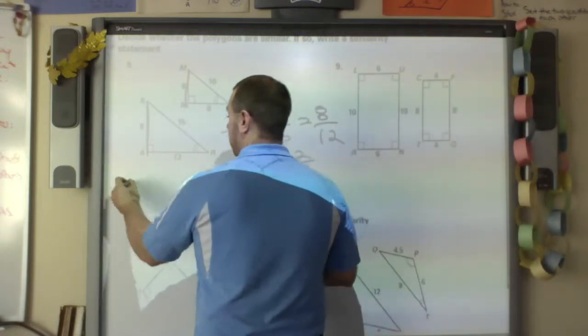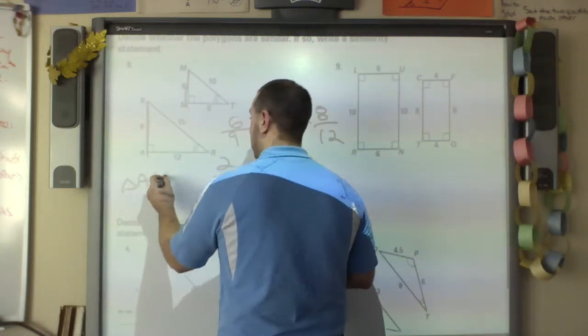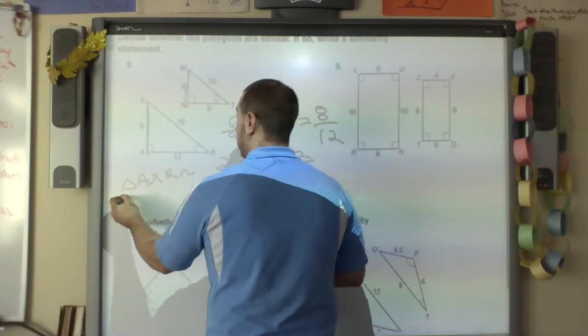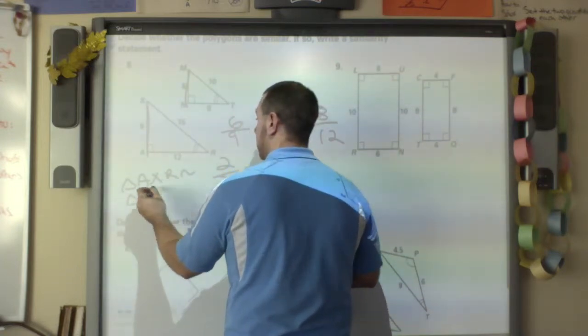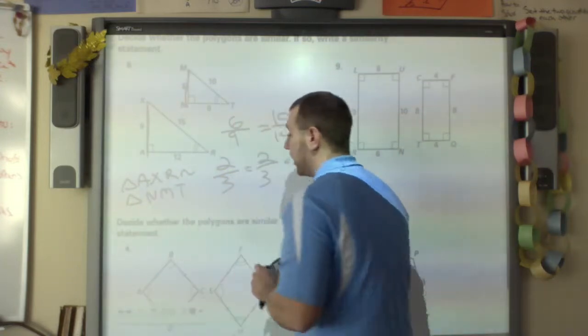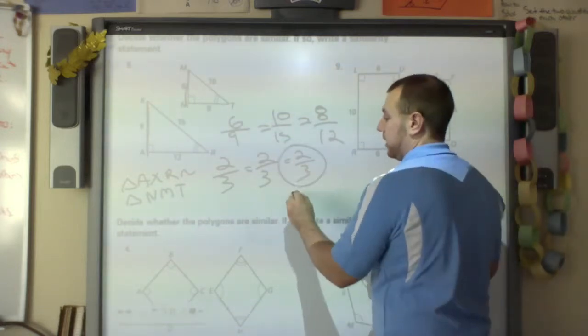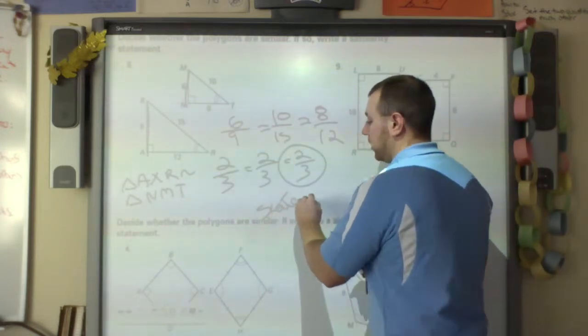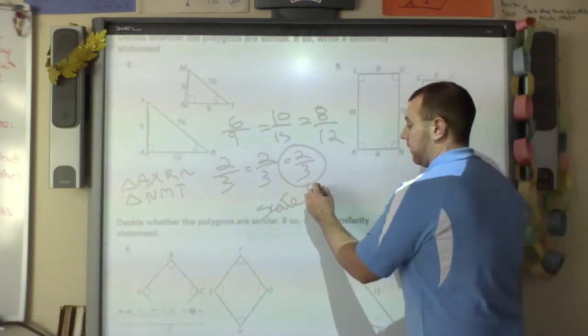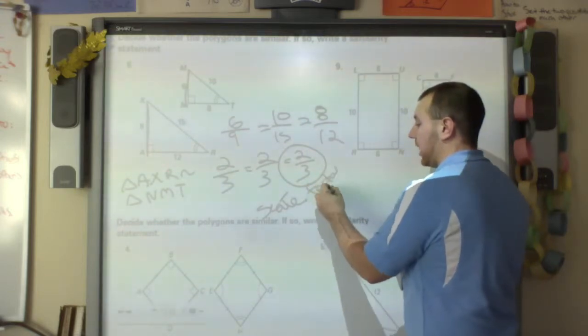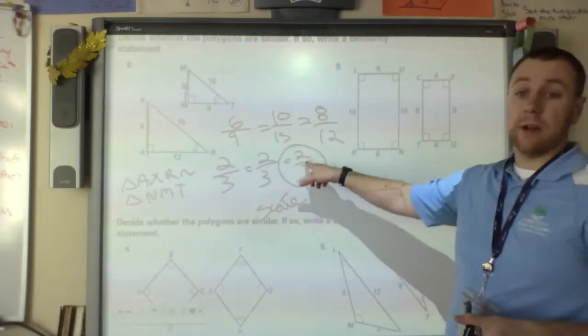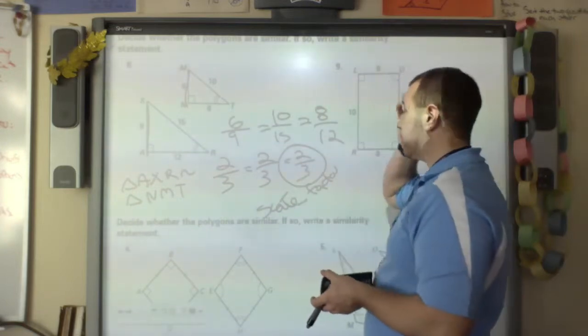So triangle AXR is similar to triangle NMT because this is my scale factor. All of those sides reduce down to the same thing, that scale factor.